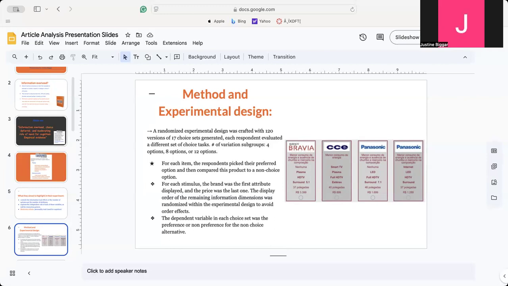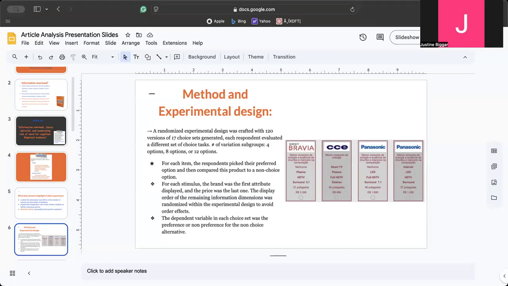They had the respondents pick their preferred option, and they could also choose a no-choice option. They altered the way things were presented, like price versus size, and other things, to ensure there wasn't a way that the consumer could have been influenced subconsciously to choose one thing over the other. The dependent variable was that each choice set did have a preference or non-preference for the non-choice alternative.